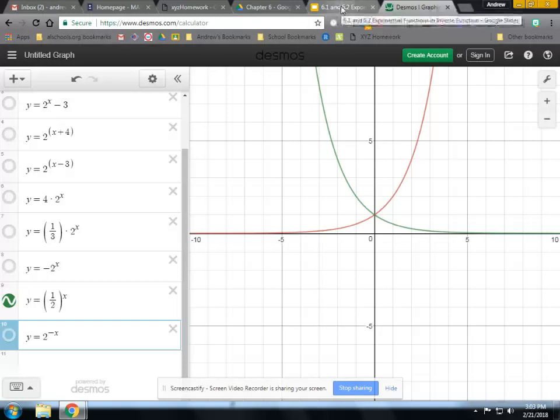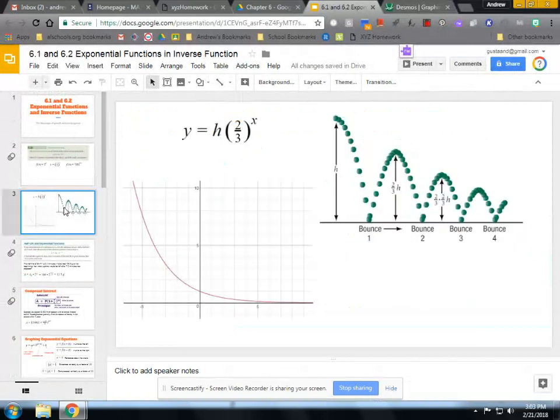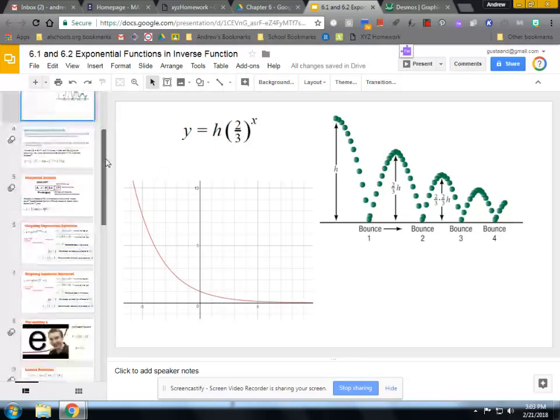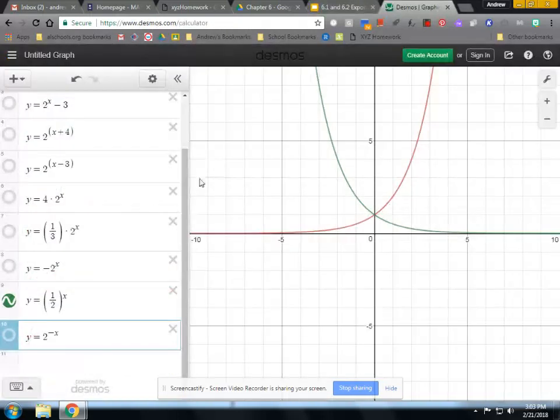I'm going to refer you back here to an earlier lesson when we had the golf ball being dropped. It was 2/3 times 2/3 times 2/3. So the base was a fraction of 2/3. And you'll see we have a decaying exponential function here. It's going down. And so we see that with our graph here.